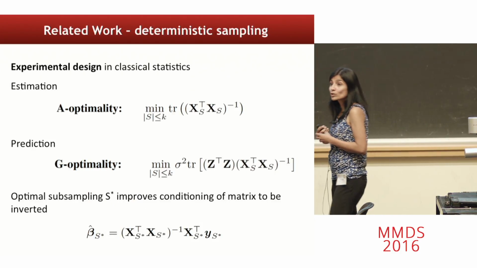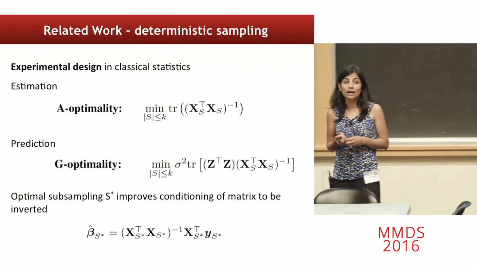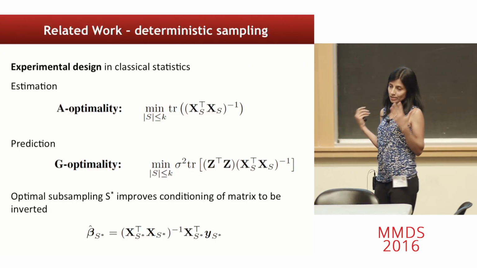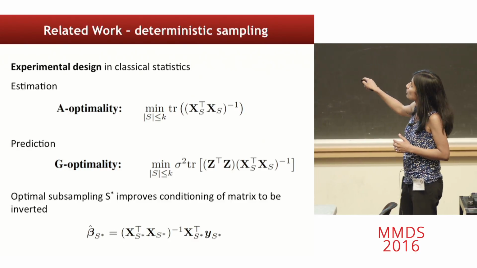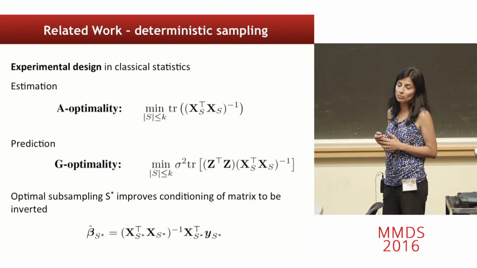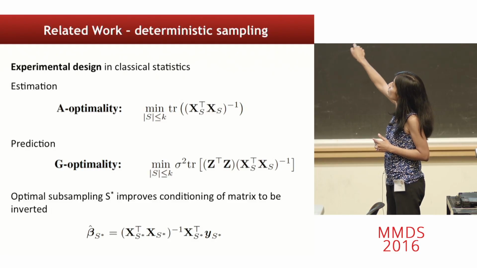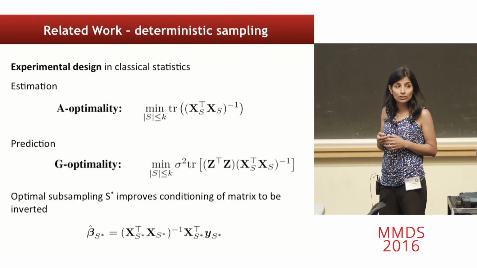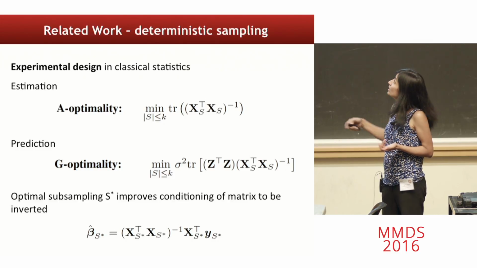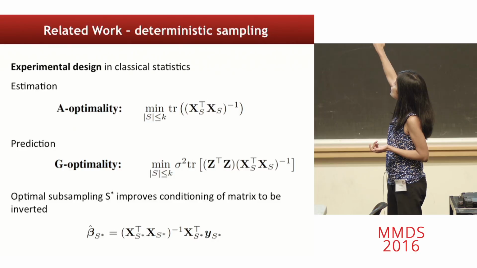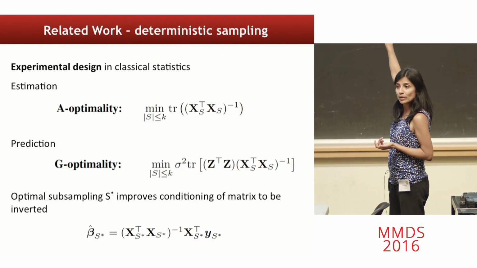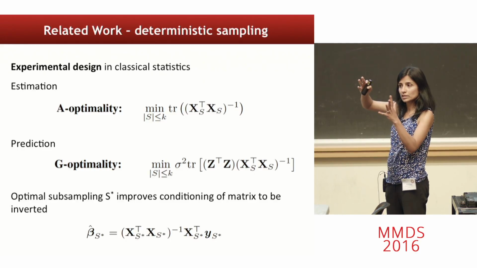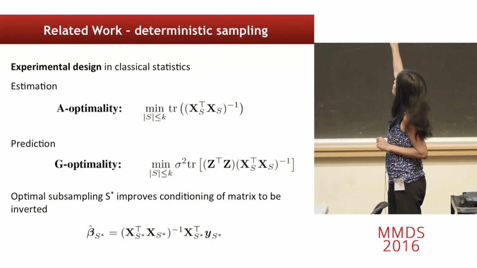So probably the most closely related work that comes to mind is from classical statistics. Classical statistics calls this problem the experimental design problem, where people have defined a bunch of different experimental design criteria. In particular, A-optimality and G-optimality are the ones that are relevant here for estimation and prediction respectively. For estimation, A-optimality is basically this: this was precisely what the estimation error was for the fully sampled case, where S is not a subset but all n points. This was precisely what the objective was.